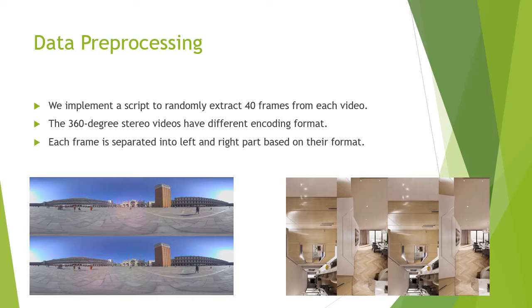So one type of encoding format is as shown on the left side. When we download the stereo video, we can see that each frame actually contains an upper half and a lower half. The upper half is the image rendered for the left eye, and the lower half is the image rendered for the right eye. And the other type of formatting is as shown on the right side of this figure.